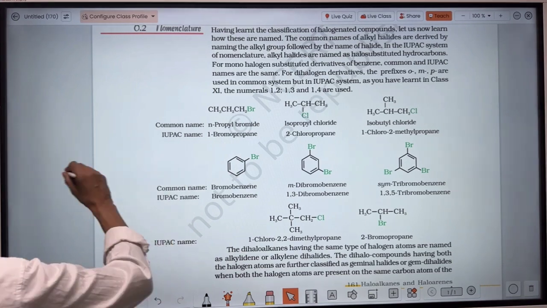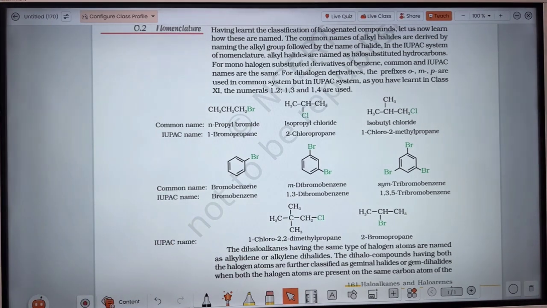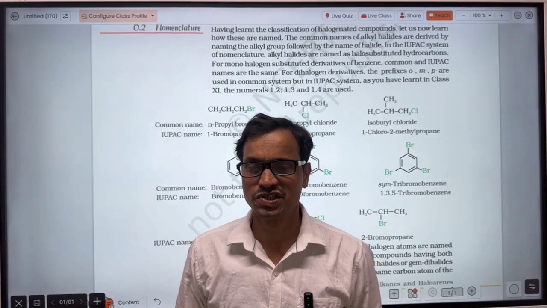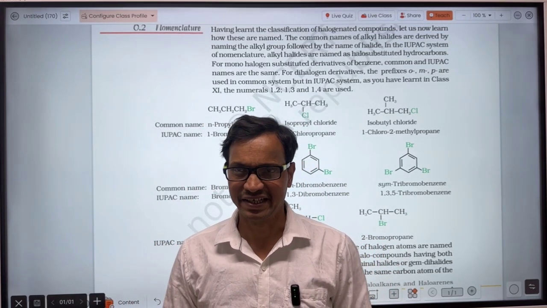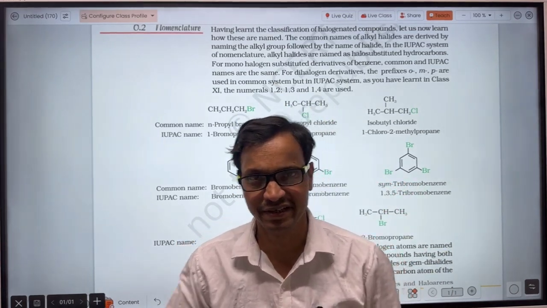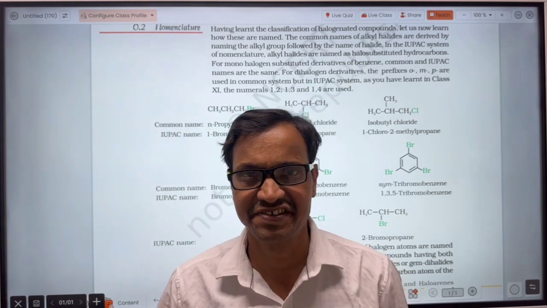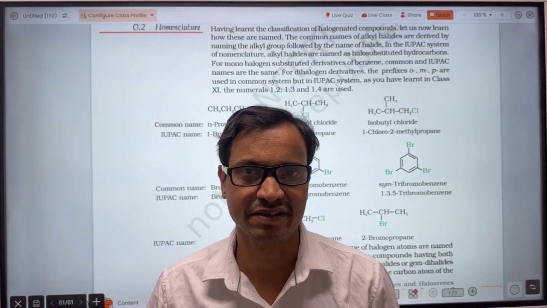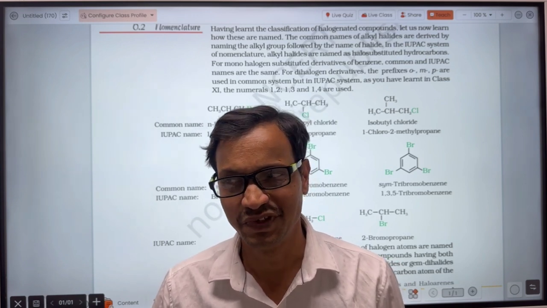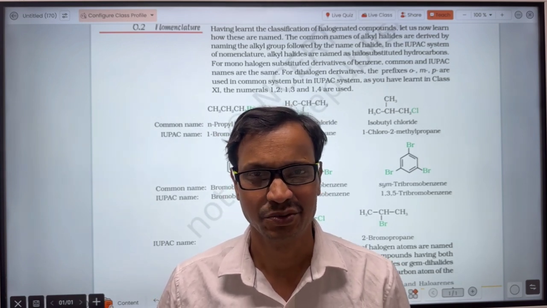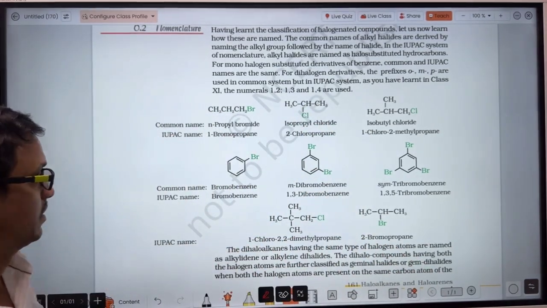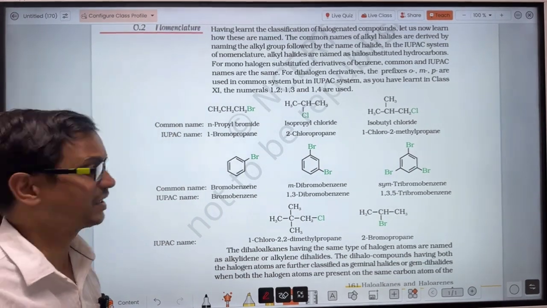Firstly, about this compound, there are two portions: common name and IUPAC name. Usually in the examination, the question will ask about the IUPAC name, but there will be some questions, particularly in IIT main and the NEET examination, where if you do not know the common name of that compound, then you will face a lot of difficulty solving the question. So about the common name we will also discuss, but lightly.